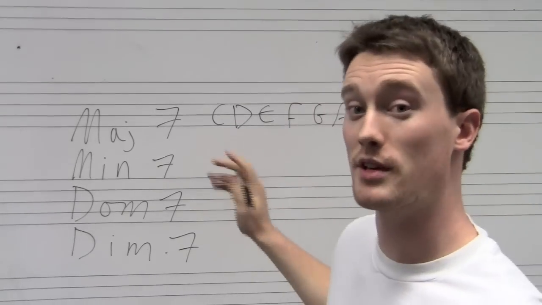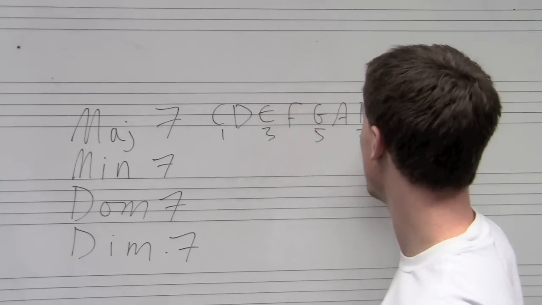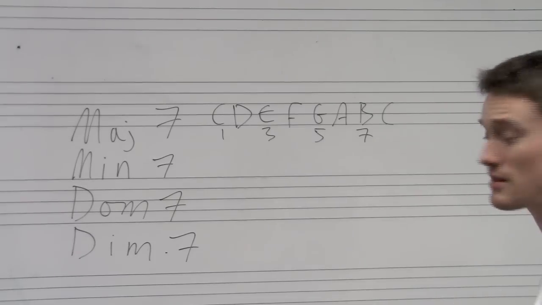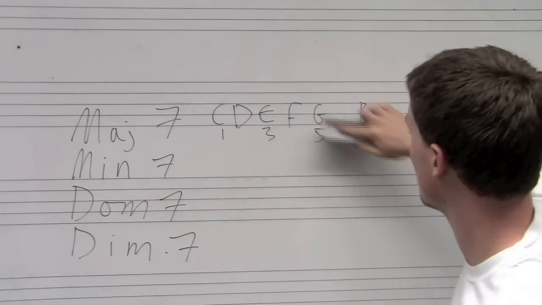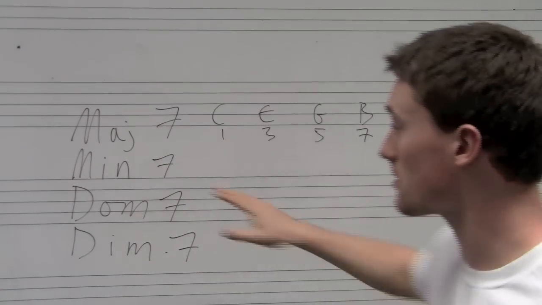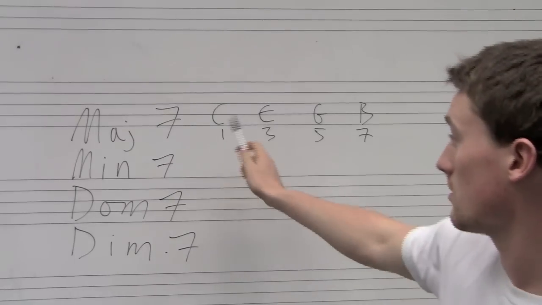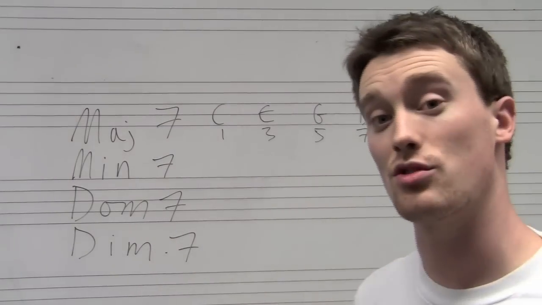Okay, we want the 1, 3, the 5, and the 7. 1, 3, 5, 7. Get rid of the rest. Done. So that's all the notes in the C major 7th. C, E, G, B. Now let's do minor 7.